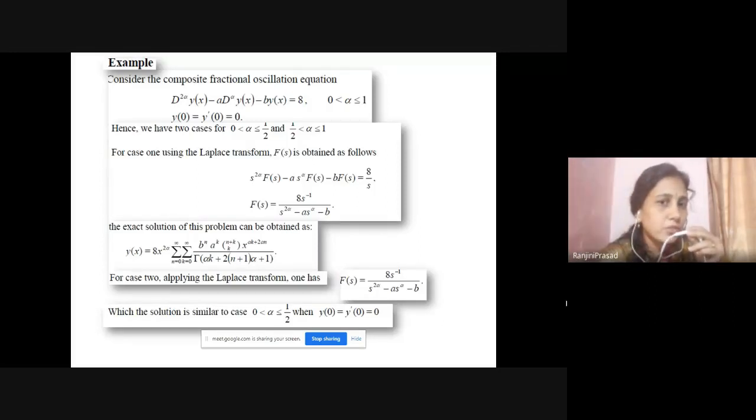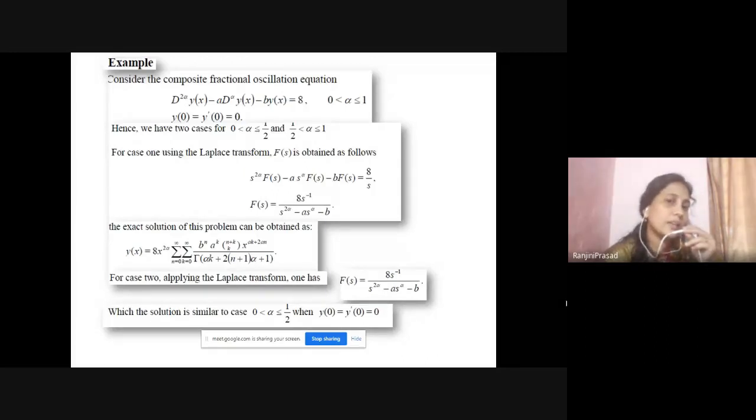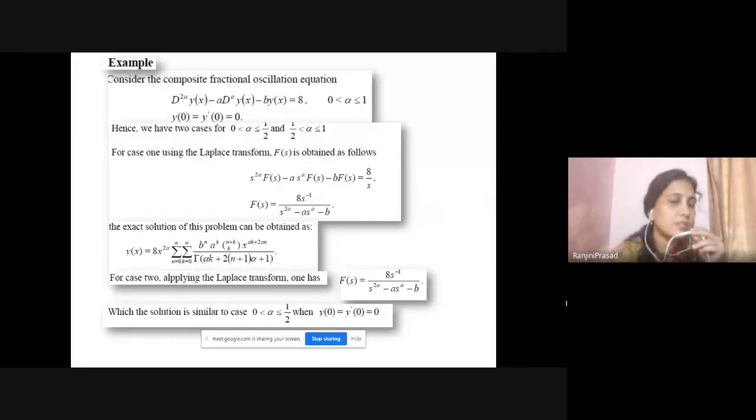From that you can find F of s equal to A s inverse by s power 2 alpha minus a s power alpha minus b. So F of s is nothing but L of y of x, right? Here we are dealing with y of x. So you can find y of x by taking the inverse Laplace transform. That will give you L inverse of A s inverse by s power 2 alpha. So using the inverse Laplace transform definition, you can find the value of y of x.